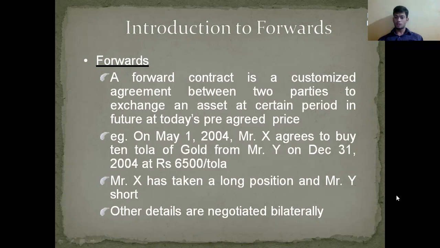Mr. X has taken a long position and Mr. Y is short. On the other detail, the negotiability is here: in May 2001 the rate of gold is different, and on December 31st 2004 the rate of gold is different, but the forward contract is done here. On 1st May the rate is conducted here, negotiability is here.